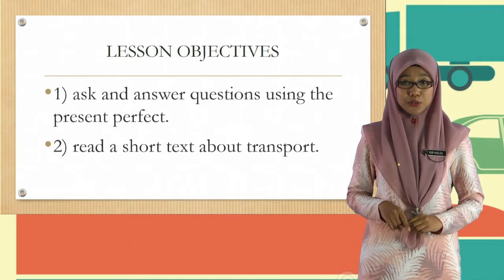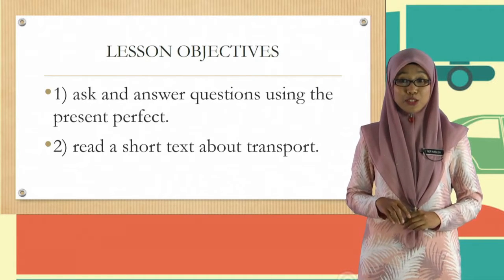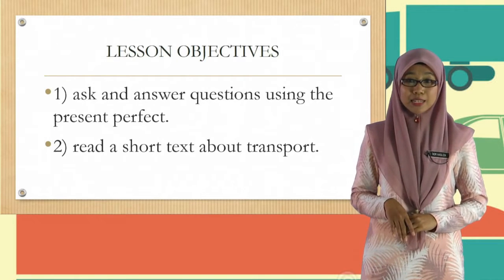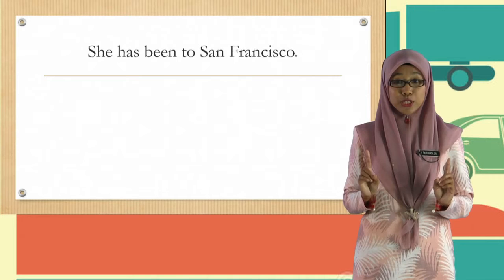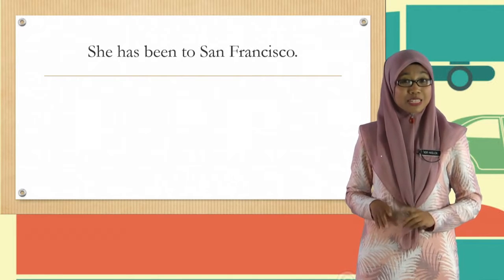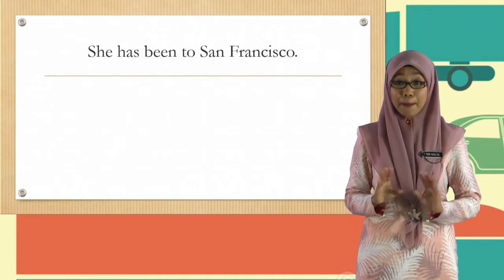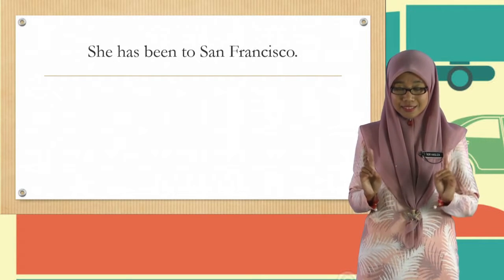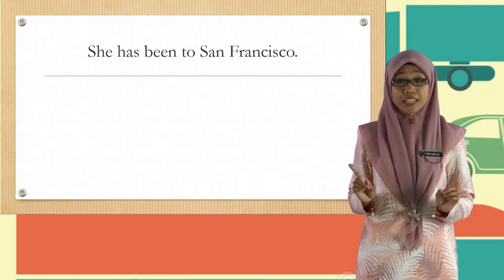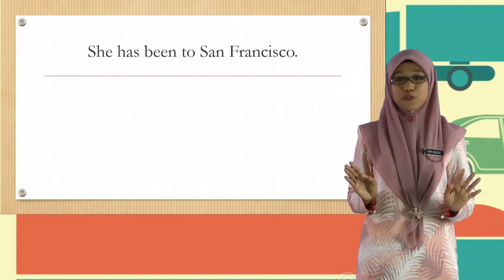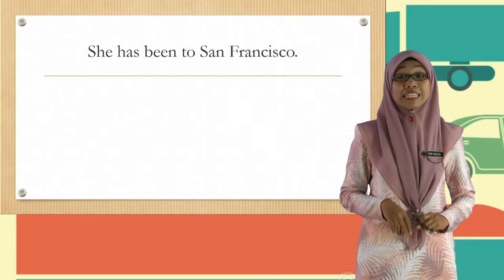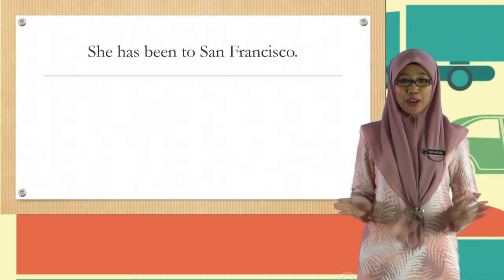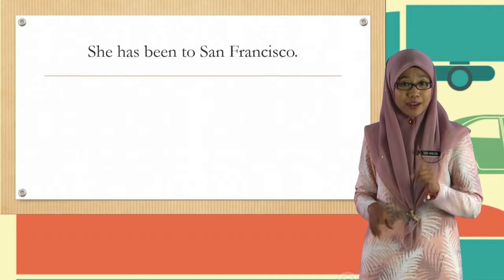Before I teach you how to form questions using present perfect, let's revise about present perfect. We use present perfect to describe an activity that happened in the past. It has happened already. The time it happened is not important and does not have to be mentioned. What's important here is the fact that it has happened. I hope you can understand this very well.